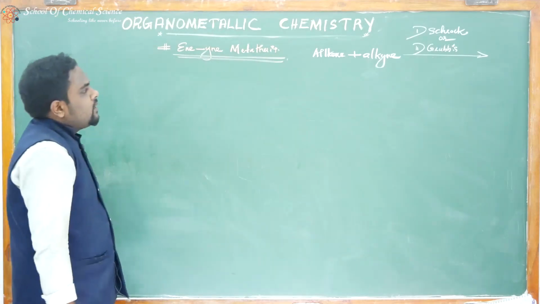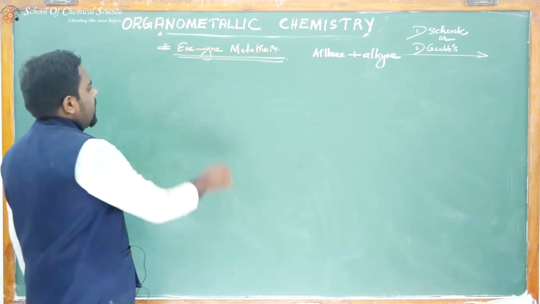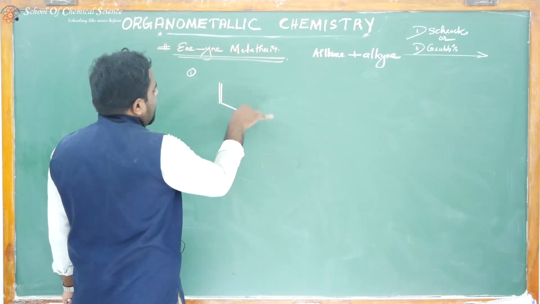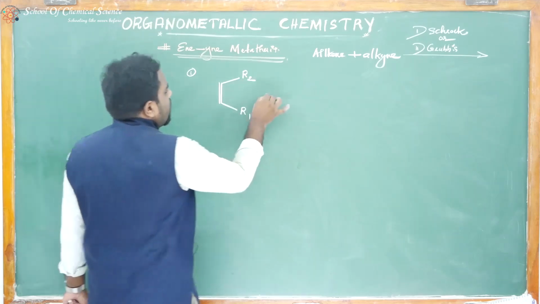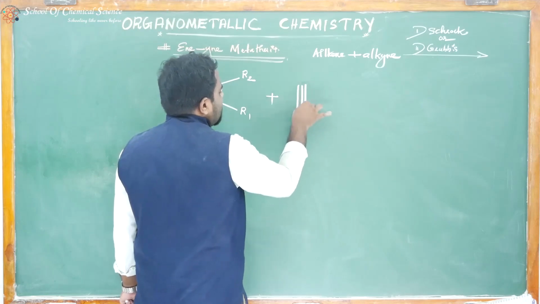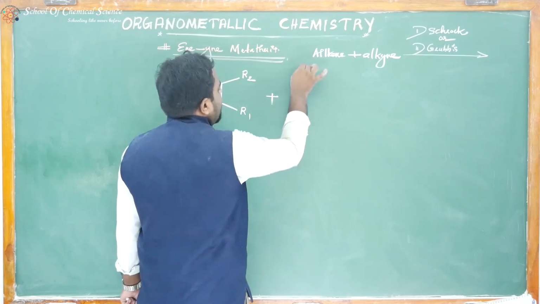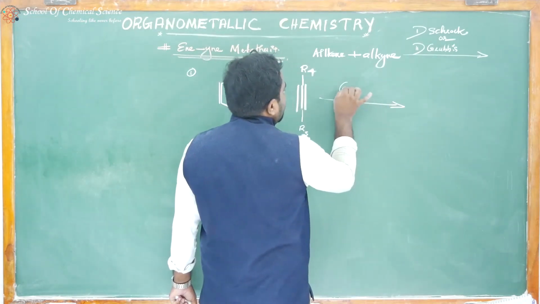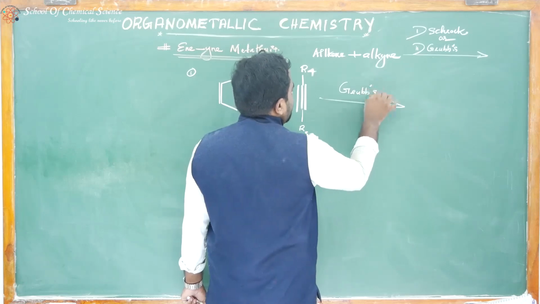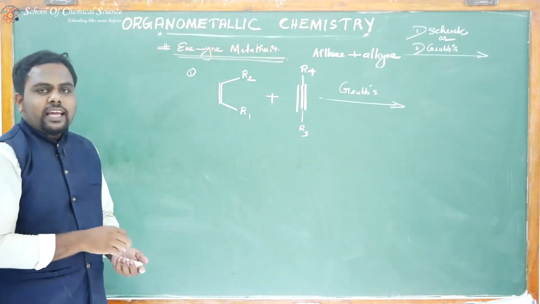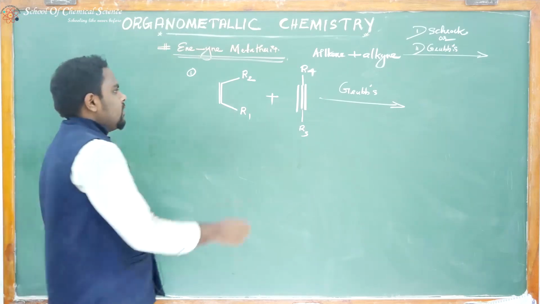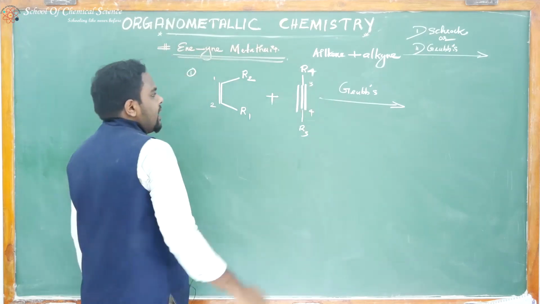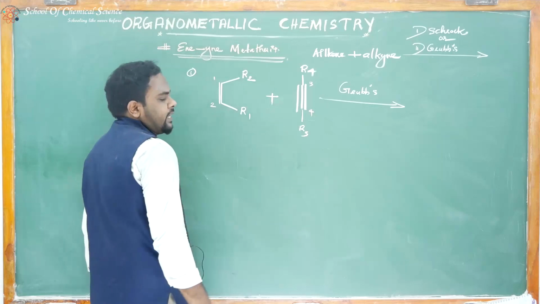Okay. So please listen. In enyne metathesis, an example, first example, you have to take an alkene, this is R1, R2, plus an alkyne, this is R3, and it is R4, with a Grubbs catalyst. What's the reaction? Breaking of double bond. This is 1, 2, 3, 4. Here a double bond is there, here a triple bond is there.